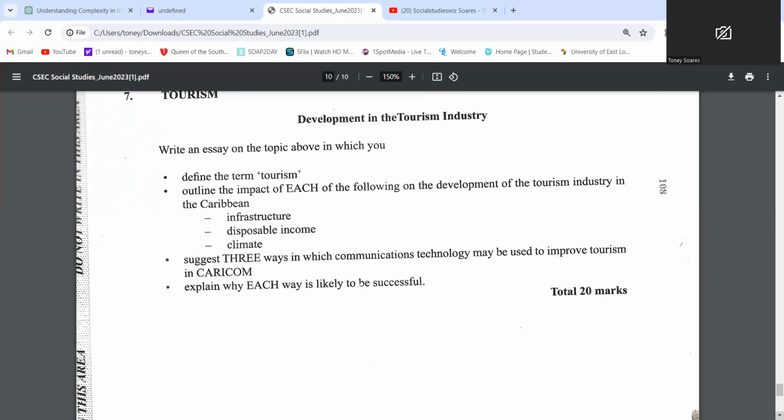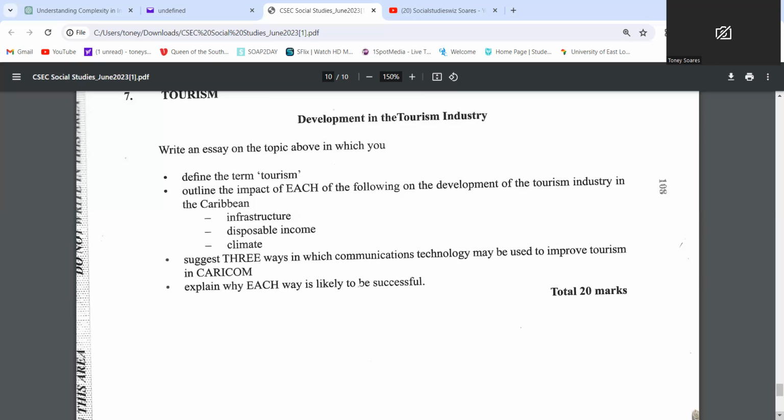In the Caribbean, tourism development is closely linked to the disposable income of potential visitors, both domestic and international. Economic conditions that increase disposable income, such as job growth, wage increases, or favorable exchange rates, can lead to greater demand for travel and tourism services in the region.